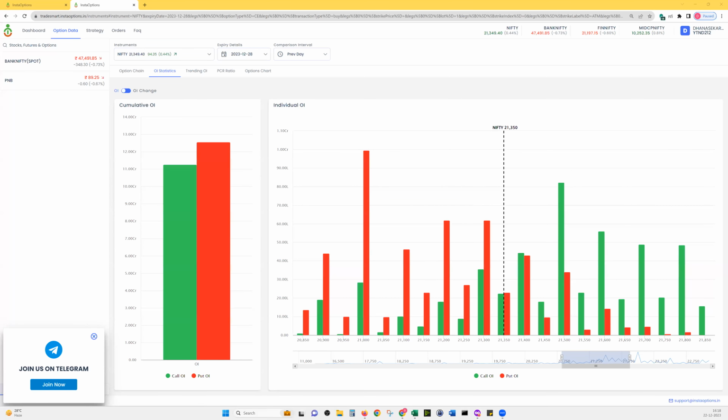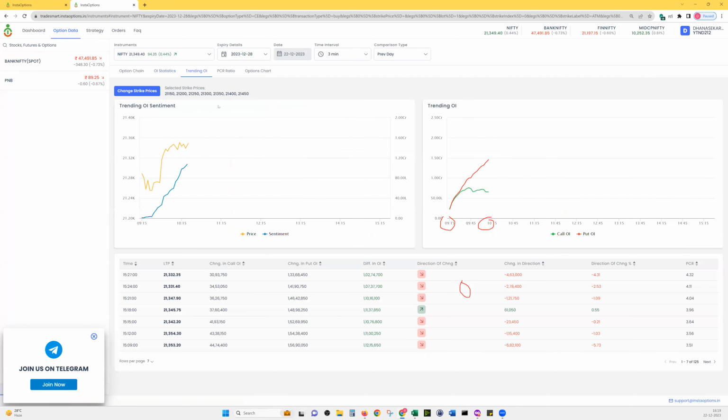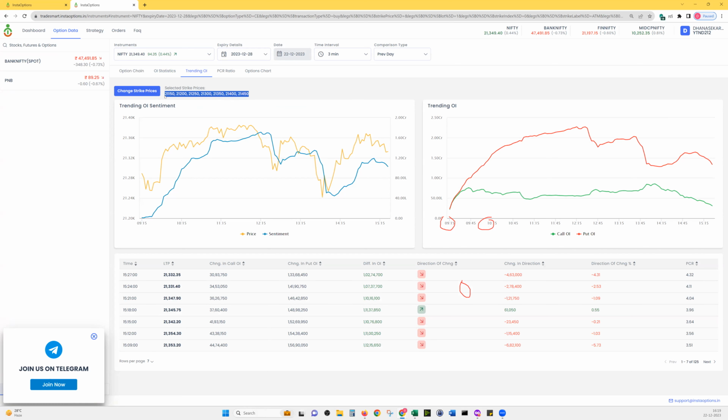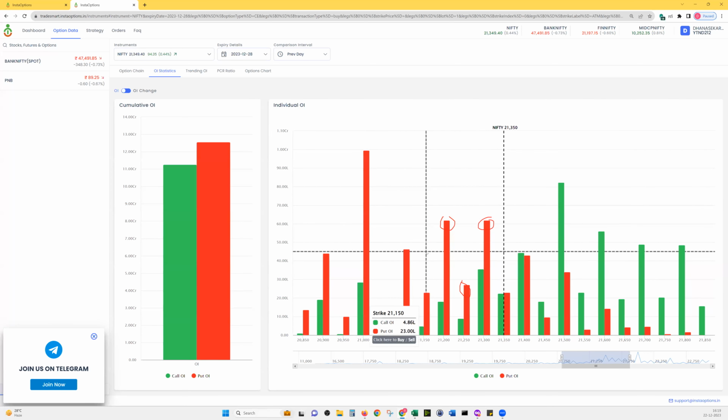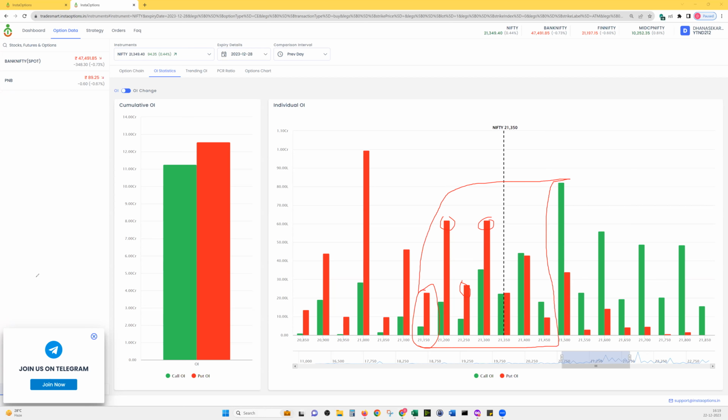Now what you can see here is very simple. Here, this particular strike and this particular strike. Let me show something else. We can see here 21,150 till 21,400. I have selected all the strikes. So where is 21,150? From 21,150 till 21,450, from 150 till 450, this particular range I have selected.